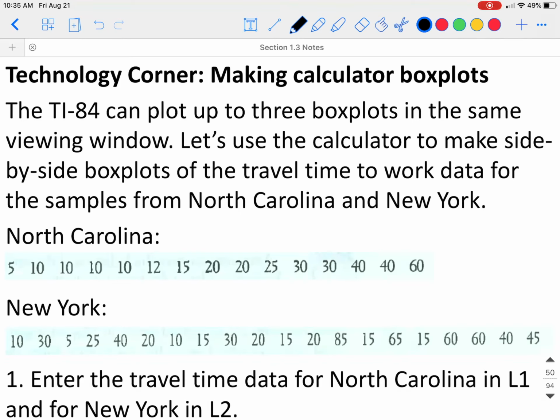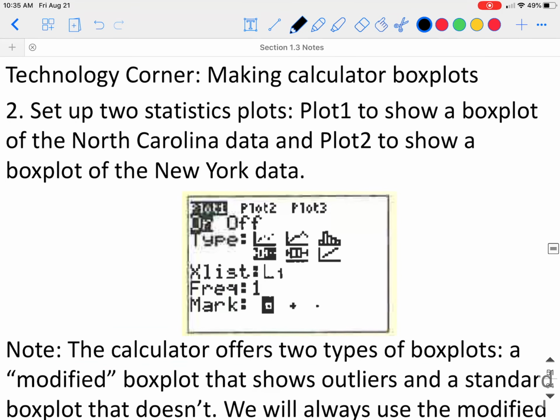So the first thing you would need to do is enter the travel time for North Carolina drivers into list 1 and New York drivers into list 2. Remember, to do that, you would have to go back to your stat editor. Next, you would set up two statistical plots. For Plot 1, you want to show a box plot for North Carolina, so you would turn Plot 1 on. You would select box plot.